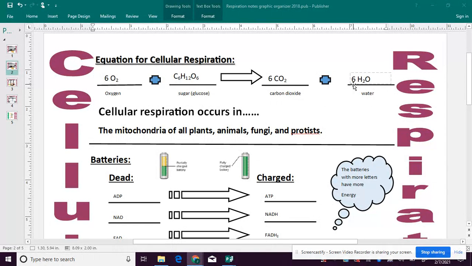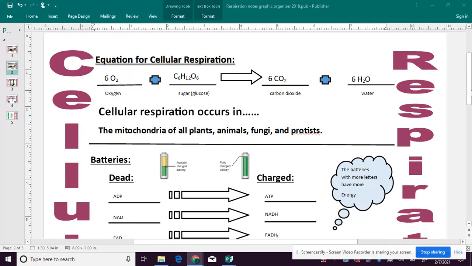The reason for the 6 here, in front of the oxygen, the carbon dioxide and the sugar, is to balance the equation. We have 6 carbons in the sugar, and since each carbon dioxide only has 1 carbon, we have to give off 6 carbon dioxide molecules. If you balance out the hydrogens and the oxygens, we end up with 6 oxygen molecules, and 1 sugar makes 6 carbon dioxides and 6 waters.